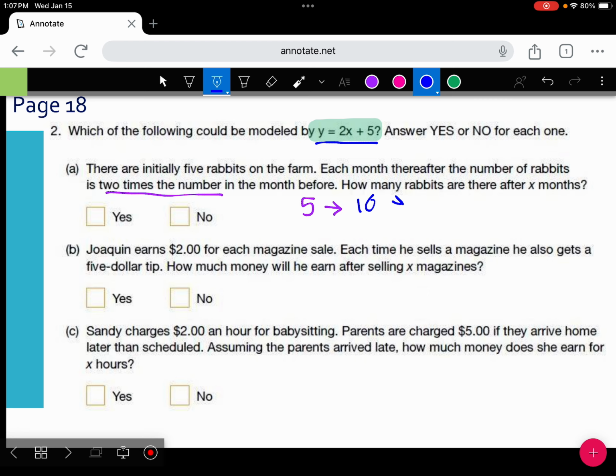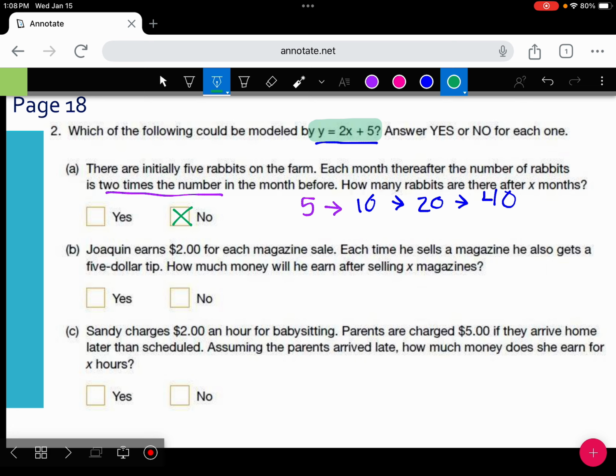10. How many do they have in the month after that? 20. How many do they have in the month after that? It's twice that, right? So 40. Does this match up with a line like this? Is it increasing by 2 each time? No, this one's not.